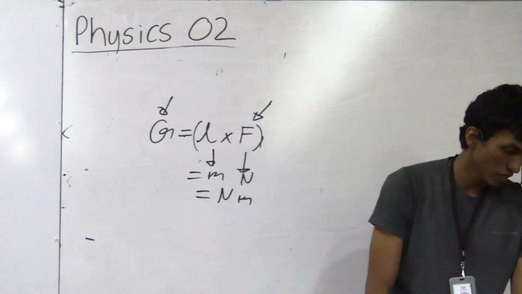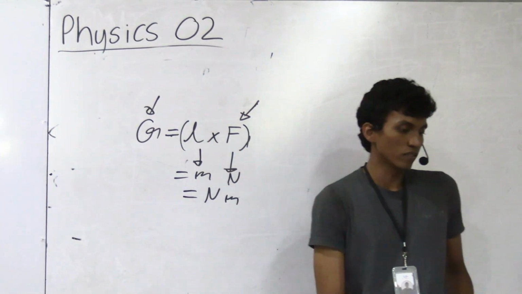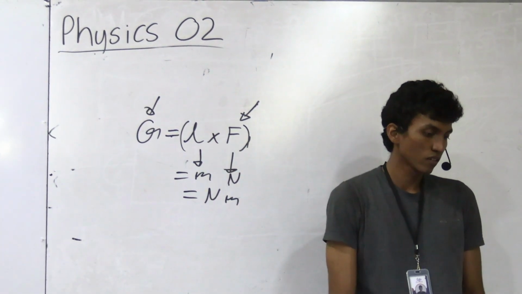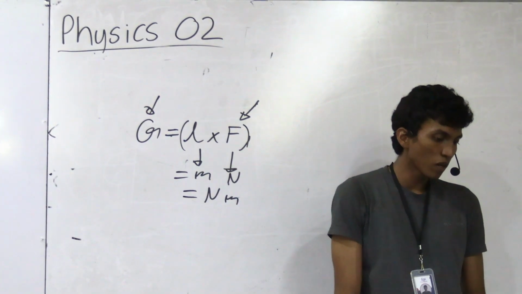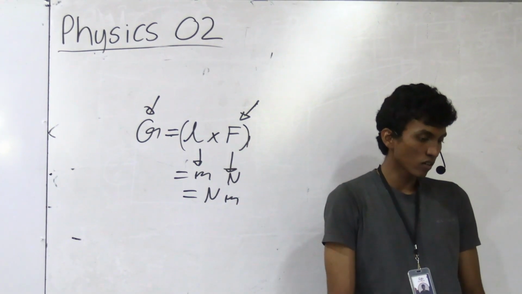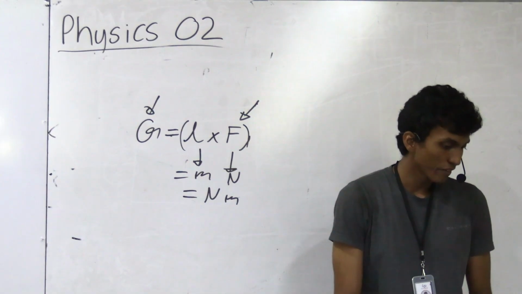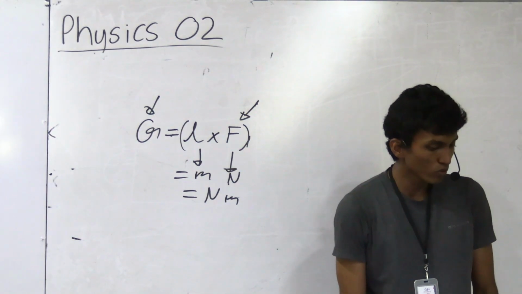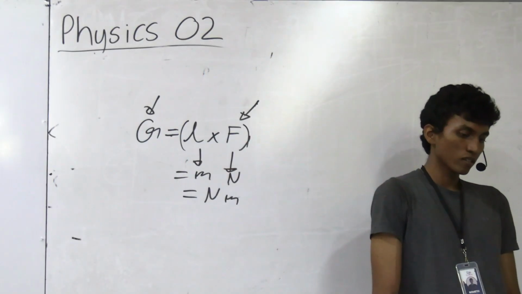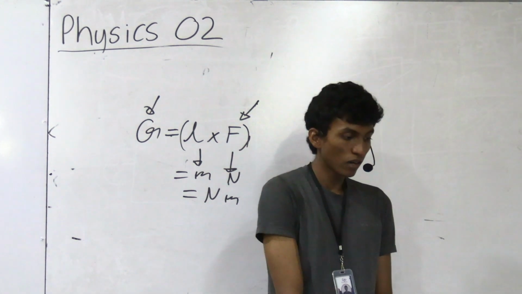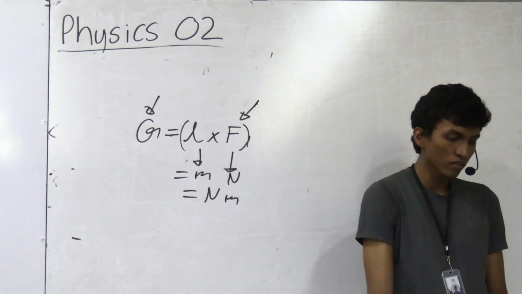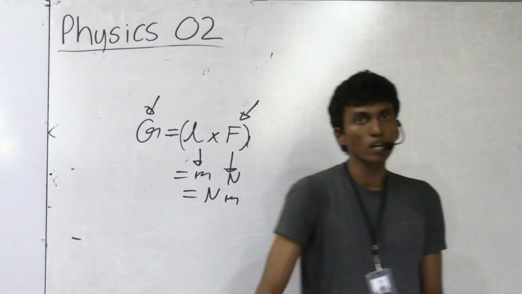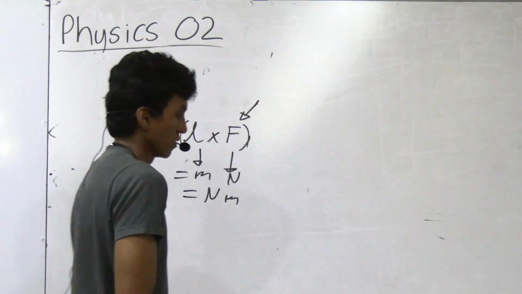Question number 14. In which of the following instances does a couple of forces act? 1. When a door is opened by pushing. 2. When a nail is unscrewed by a screwdriver. 3. When a rope is pulled in opposite directions by two groups in a competition. 4. When two persons are pushing a box in the same direction which is kept on the floor. So what does a couple of forces mean?